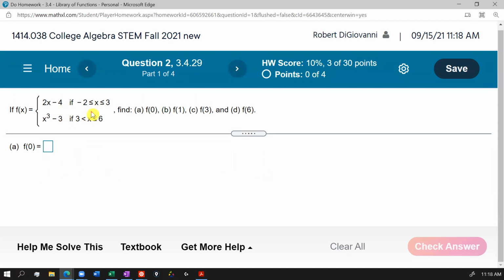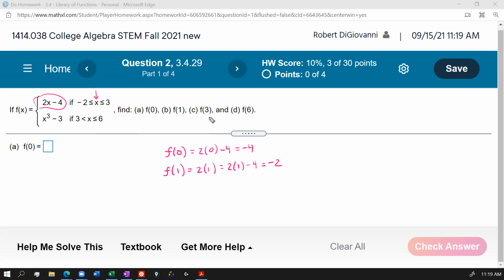Have another piecewise function, has 2 pieces, and we want to evaluate it at some different values. So I'm going to try and do these all at one time. So let's do f of 0 first. F of 0, well, 0 is between -2 and +3, so I'm going to plug it into this one. So 2 times 0 minus 4, that's going to be -4. If we do part B, which is f of 1, well, 1 is also between these two numbers. So I'll plug it into the top piece of the function, plugging in 1. I get 2 times 1 minus 4, that's 2 minus 4 is -2.